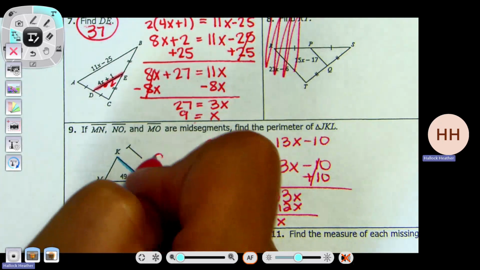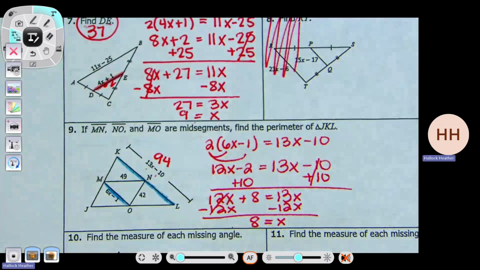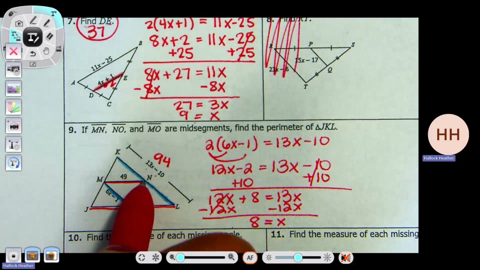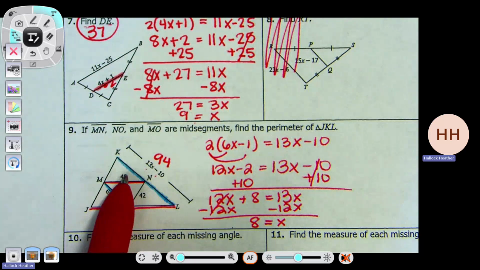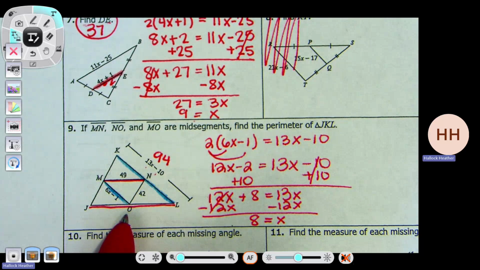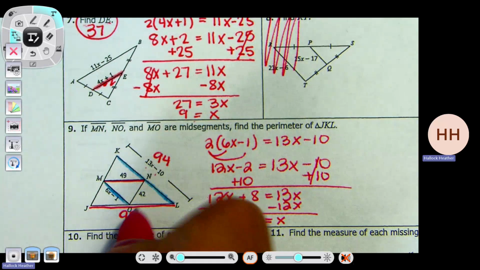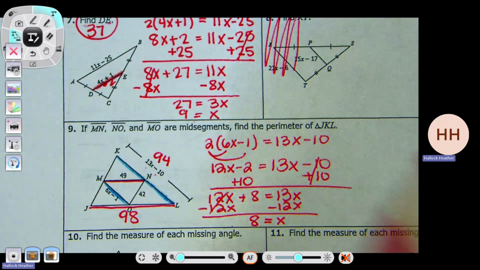94. So this side is 94. I need to find this side. This side corresponds to this midsegment. So I'm going to double this to make this number. So if this is 49, how much is the bottom? 98.